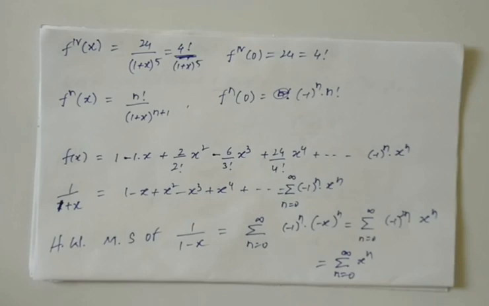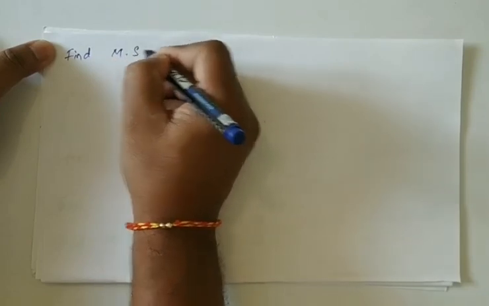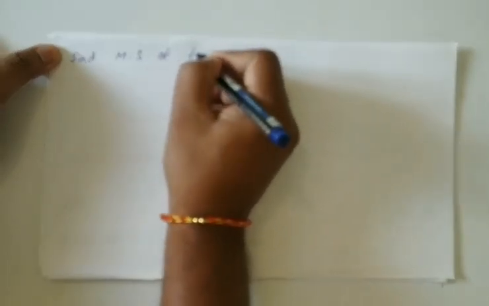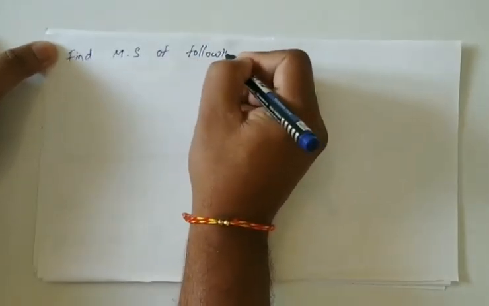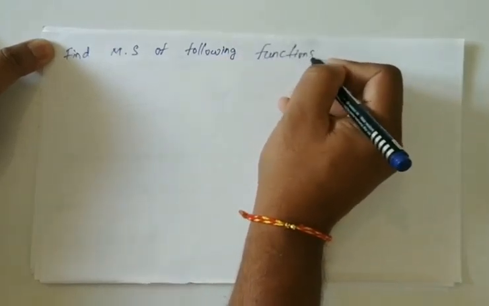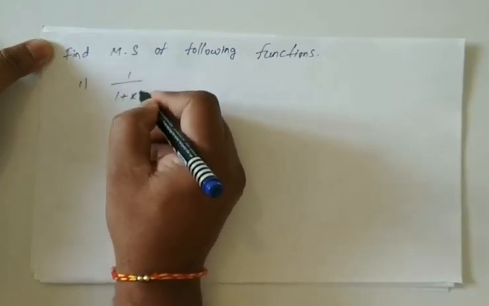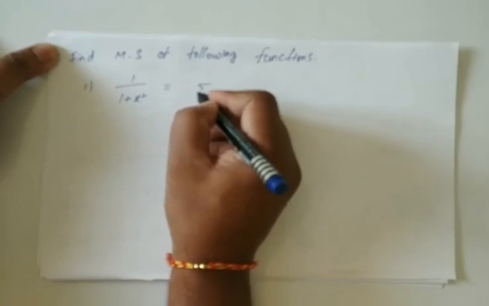So now I will give you some problems regarding this concept. Find the Maclaurin series of the following functions. I will give you answers. Okay, first one, 1 by 1 plus x square. Please do it. What is the answer?